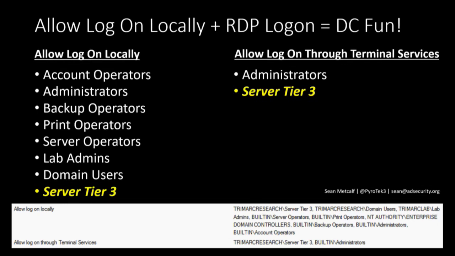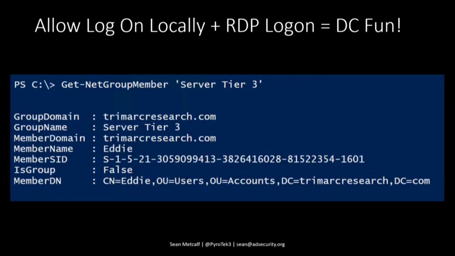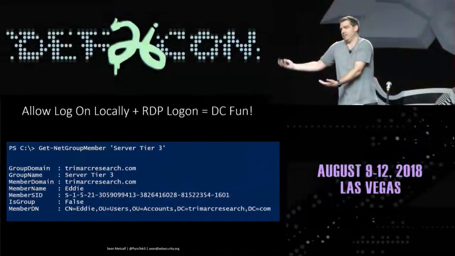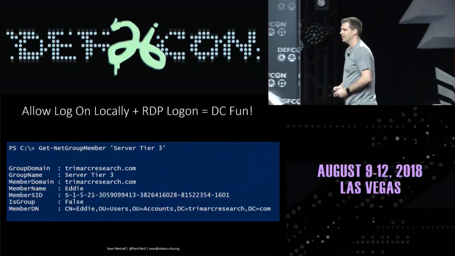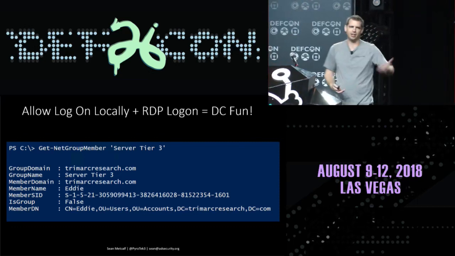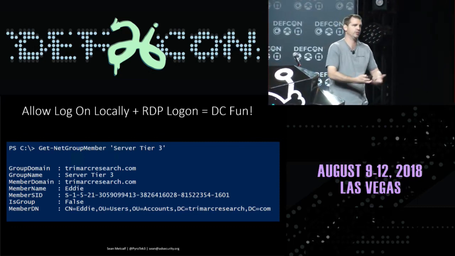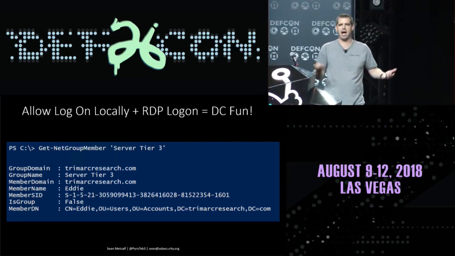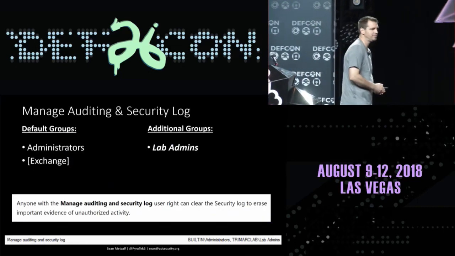But a lot of times we find this when we do assessments for customers. And who's a member of server tier 3? Well, it's Eddie. And that's just a regular user account. So whoever can control Eddie's account, or manage Eddie's account, or compromise Eddie, I don't know, then they can get onto the domain controller. And if you can log on interactively on a domain controller, you can do a lot of fun stuff from there.